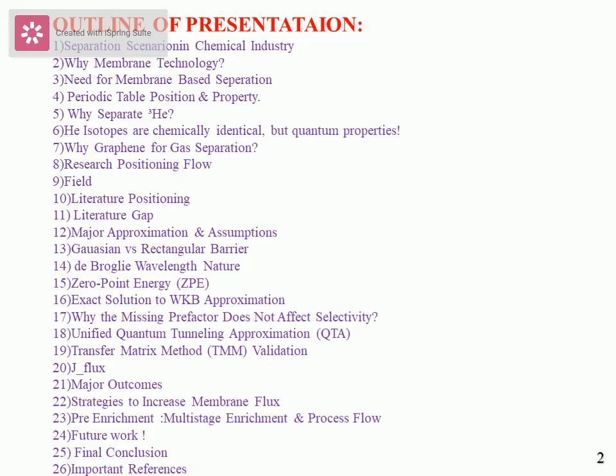So here is the outline. We start with the separation challenge and why membranes, especially graphene, are the solution. Then we cover the quantum physics: de Broglie wavelength, zero point energies, that is ZPE, and the WKB tunneling model. We introduce our unified QTA metric, validate it with the TMM method, that is transfer matrix method, and show the flux, selectivity and the outcomes. Finally, we discuss strategies to boost plus multi-stage enrichment, future work and the conclusion.